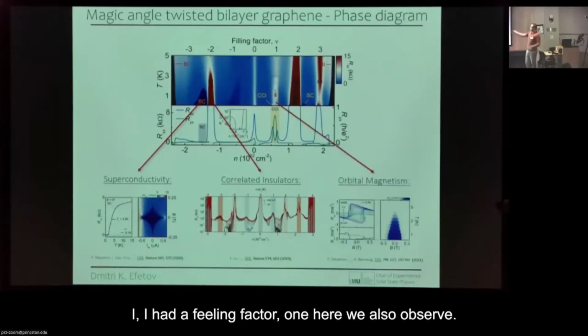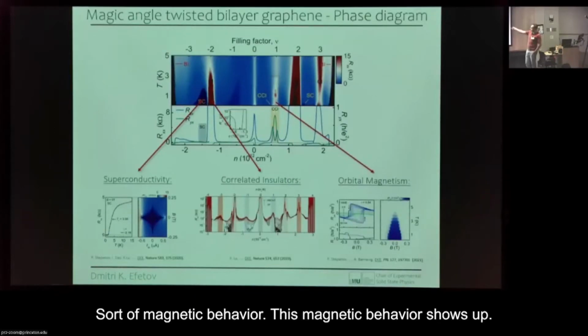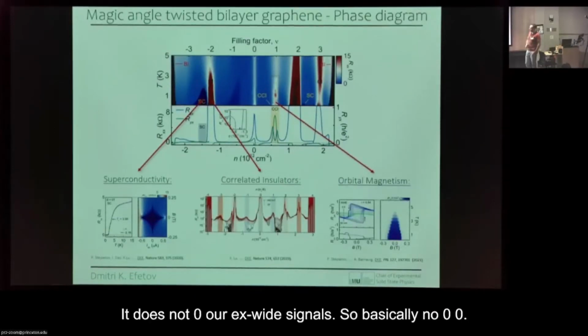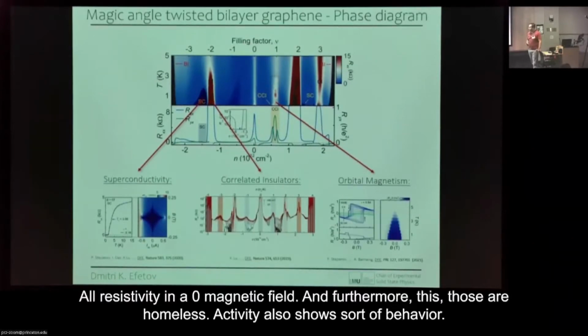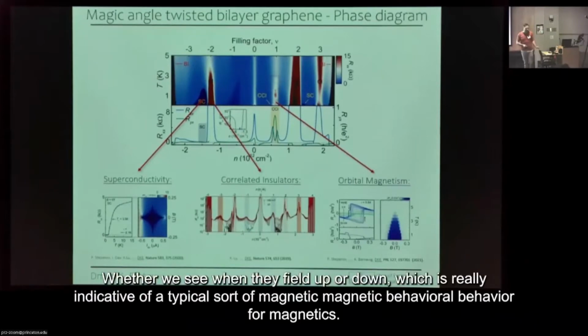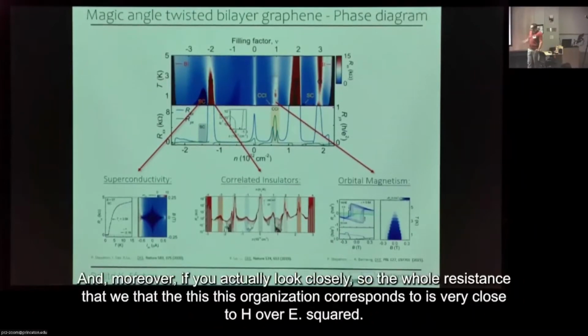Then, moving on, at a filling factor of 1, we also observe a sort of magnetic behavior. This magnetic behavior shows up as a non-zero Rxy signal, so basically non-zero Hall resistivity in zero magnetic field. Furthermore, this non-zero Hall resistivity also shows hysteretic behavior, whether we sweep the magnetic field up or down, which is indicative of a typical magnetic state. And moreover, if you look closely, the Hall resistance that this magnetization corresponds to is very close to h over e squared.